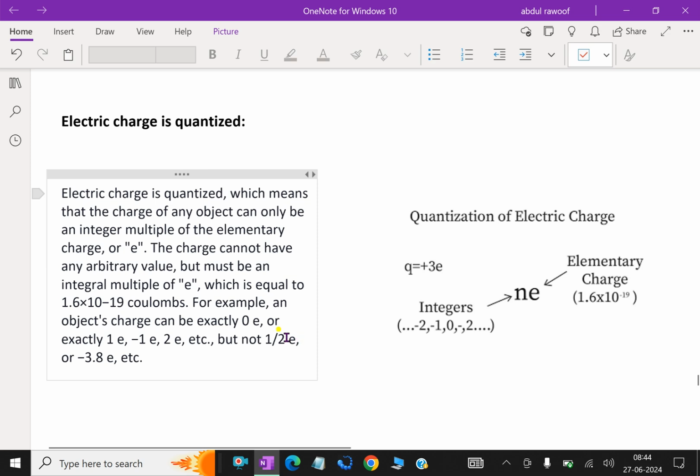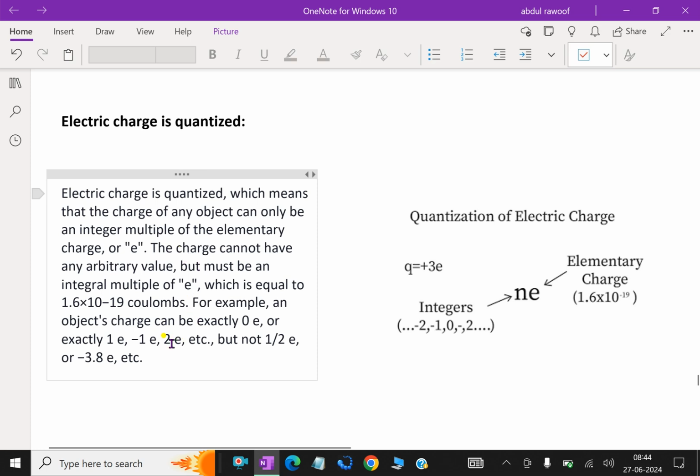For example, an object's charge can be exactly 0e, that is no charge, or exactly 1e, minus 1e, 2e, 3e, and so on, but not half e, 4.8e, minus 5.2e, and so on. That means it is an integral multiple of e only.